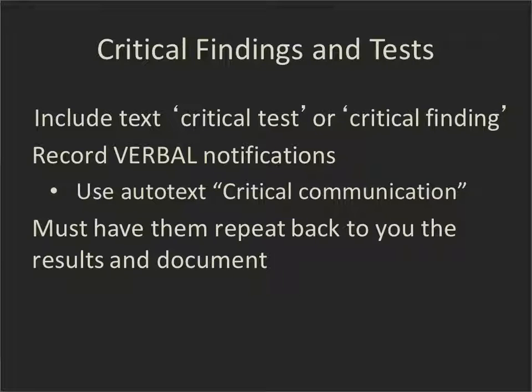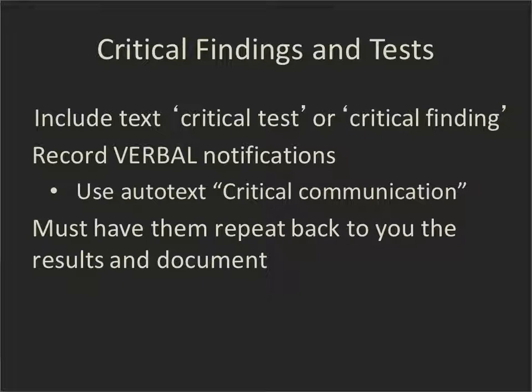So when an abnormality is on our list of critical findings, or the test is on our list of critical tests, you must include that text, this is a critical test, or this is a critical finding, in your interpretive section of the report, because the search engines that report on this look for that text. And these notifications must be verbal. You cannot send this through another system. We have a little auto text macro, which is just critical communication, which will bring it up for you and just fill in the fields.